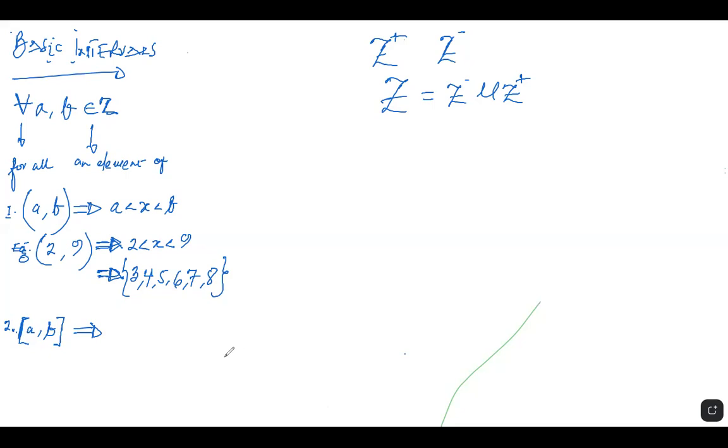So what does this mean? This also means that we're interested in some range of values, let's call it X, such that A is less than X, X is less than B. However, because the endpoints can also be included, not only is A less than X and X less than B, A can actually also be equal to X. So we have A is less than or equal to X, and X is also less than or equal to B.